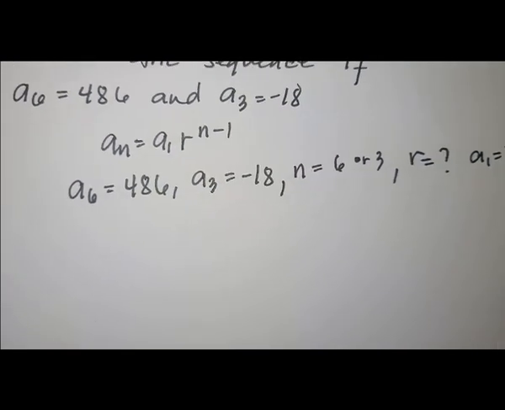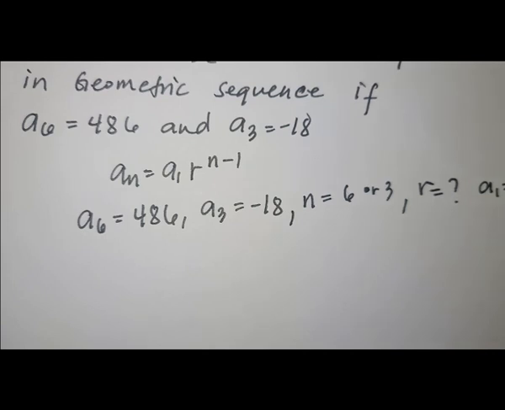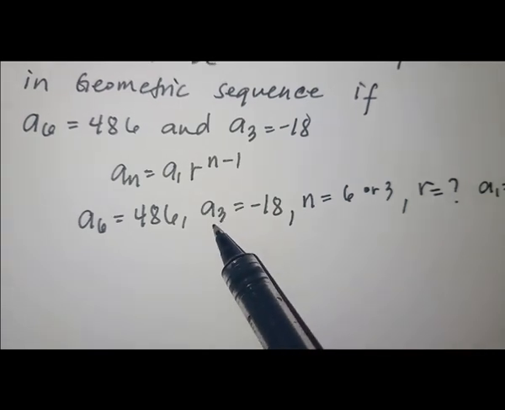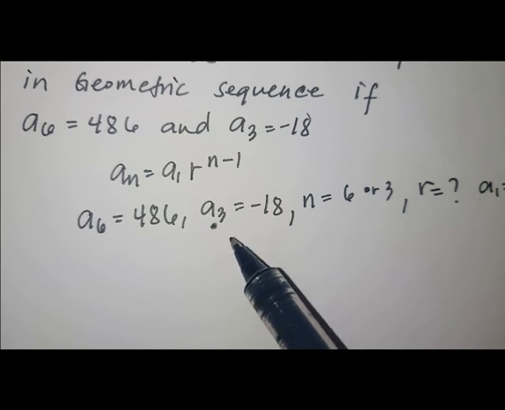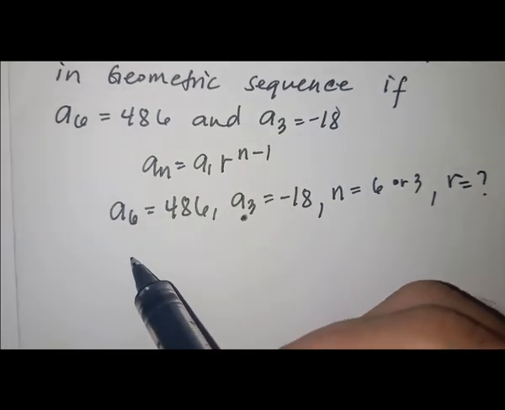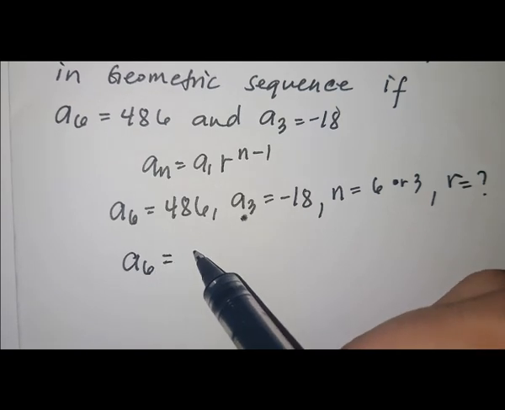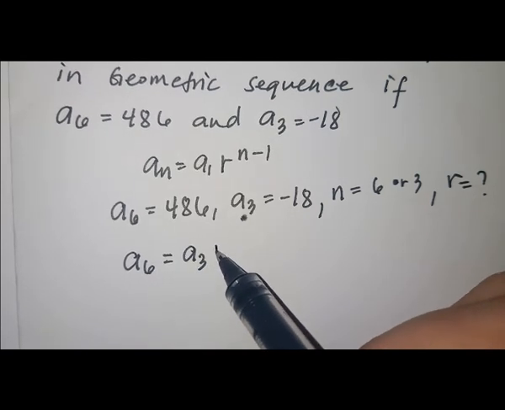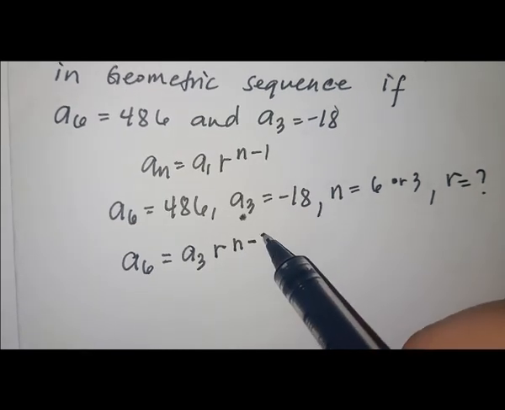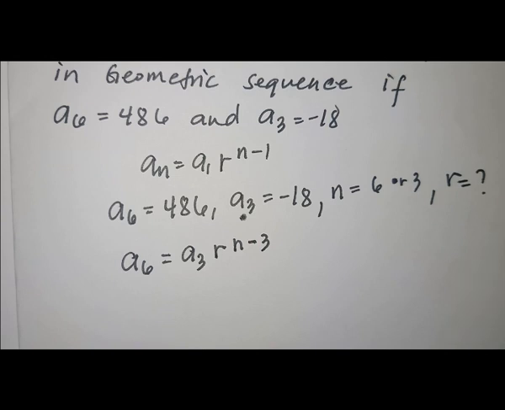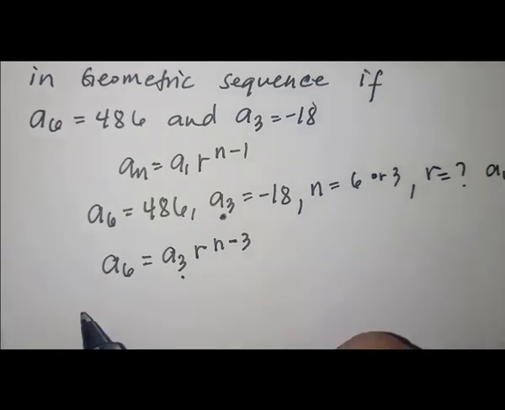Okay, so let's start. Sabi natin dun kanina sa given, assume natin na yung pinakamababang term or pinakamalapit na term sa A sub 1, siya ang gagawin nating first term. So, yung equation natin, magiging A sub 6 equals A sub 3 times r raised to n minus 3. Bakit minus 3? Kasi ginamit natin yung A sub 3 as first term. So ngayon, substitute natin yung corresponding value.